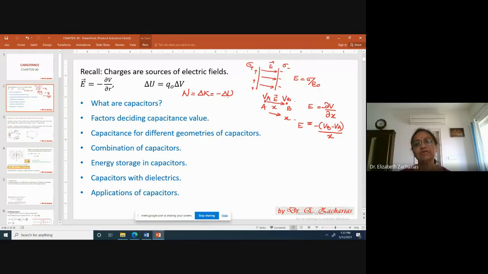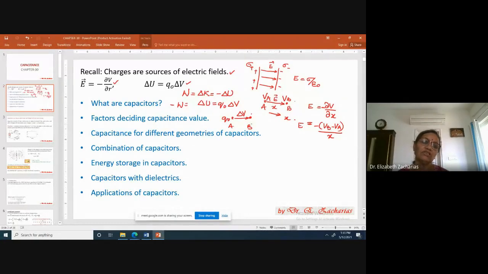The relationship between change in potential energy and potential is delta U equal to Q naught into delta V. If I'm taking 2 points A and B with a potential difference delta V between them, and I have to take a charge Q naught from A to B, then the work done by the electrostatic force is negative of the change in potential energy. Or negative of the work done by the electrostatic force is equal to delta U, which is Q naught into delta V. So these are the 3 things that you should know before we get into this particular chapter.